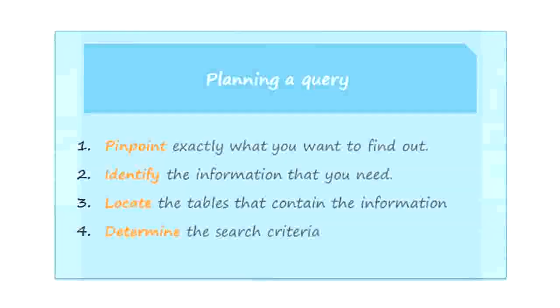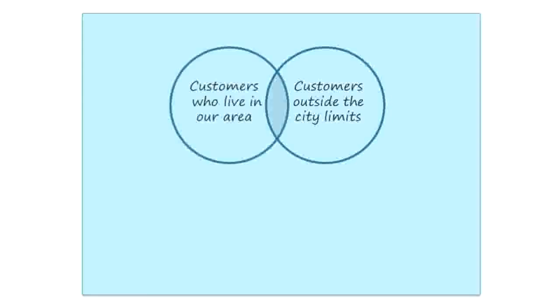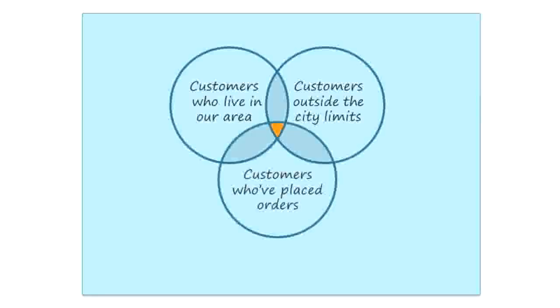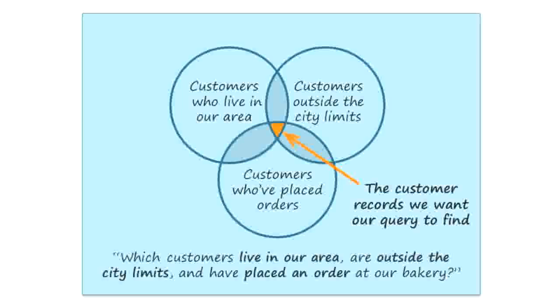In this example, let's say our bakery is sending out coupons to our customers who live outside the city limits to entice them to come back to our bakery. Obviously, we don't want to send them to people who live really far away. We just want to focus on people who live relatively close to Raleigh. And we're also just going to send them to customers who have previously placed orders at our bakery. The customers who meet all 3 of these requirements will receive coupons. So the question that we're trying to answer is, which customers live in our area, are outside the city limits, and have placed an order at our bakery?